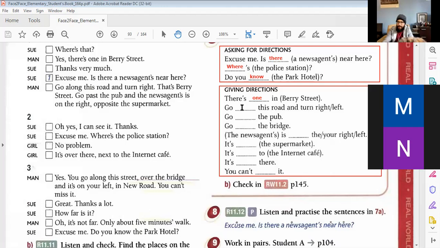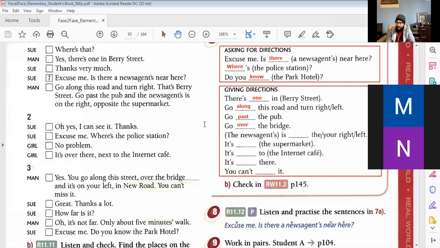Go along this road and turn right or left. Okay. And number 3, Cecily, what do you think? Go past the pub. Okay. Next one, go over the bridge. And what do you think about this one, Rana?